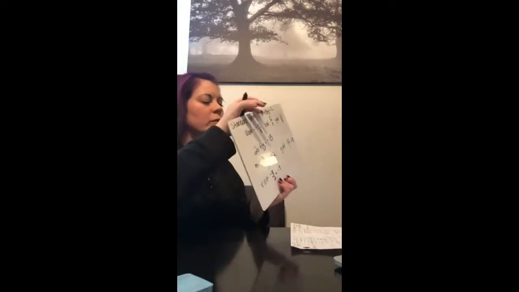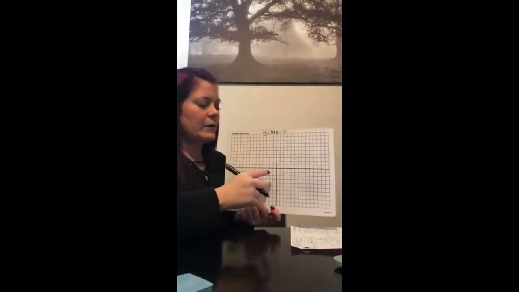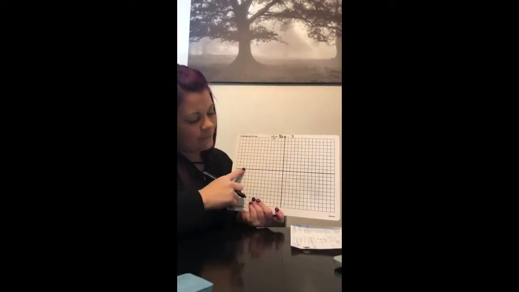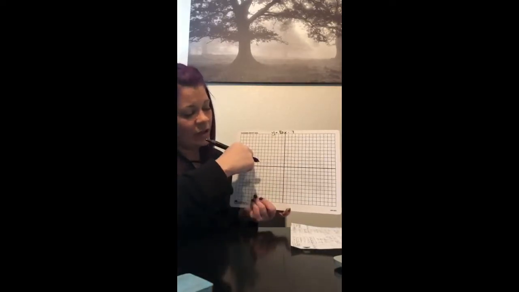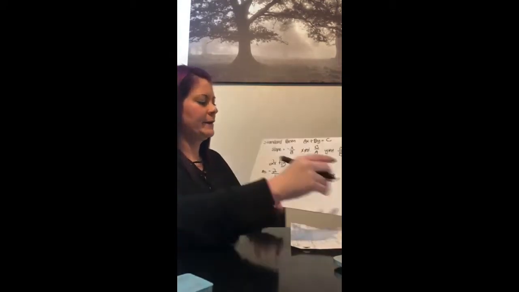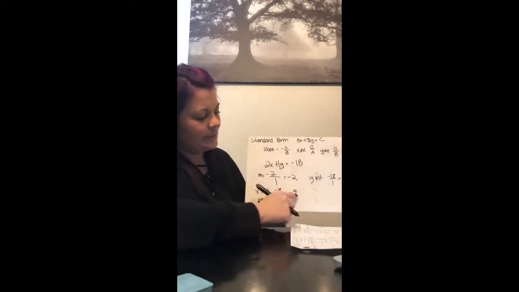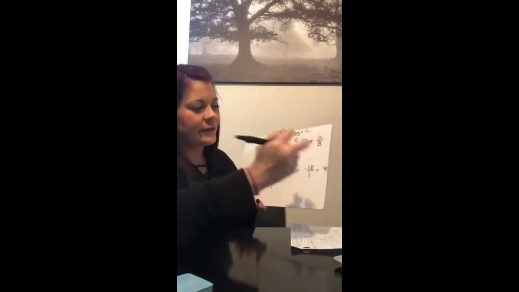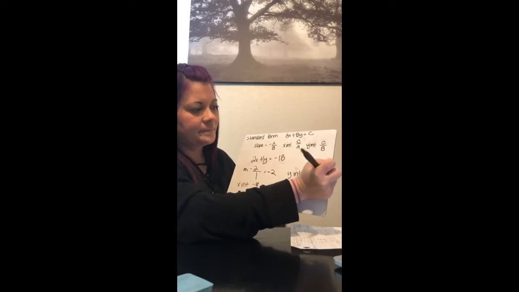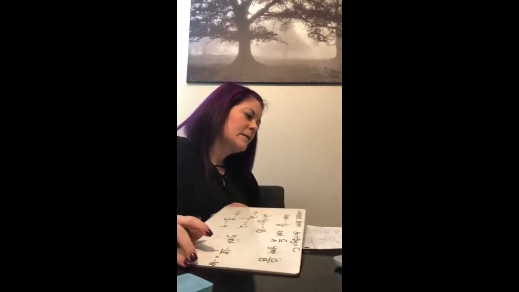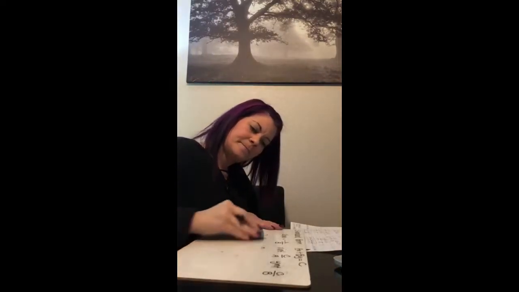So if you had your coordinate grid, I could graph negative 9 for my x-intercept, so it's over here, and then it doesn't go all the way down, but I could graph negative 18, and actually I wouldn't even need the slope. I could just connect those two points. So here again, x-intercept is negative 9, y-intercept is negative 18. Let's do one more.